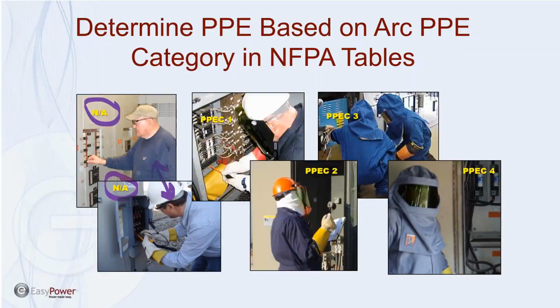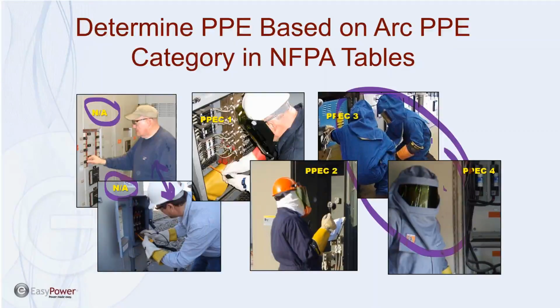Go to category 1, and you've got a balaclava hood and 4-calorie clothing. Category 2, 8-calorie clothing and a balaclava hood. Category 3, 25 calorie, and category 4, 40 calorie. Most companies don't have two different types of suits. They just get the 40 calorie suit, and that kind of takes care of everything. And I think in the future that's probably going to be something that you'll see change in NFPA 70E. I think that they'll probably go to a 3-category system and eliminate the need for the category 3 level.